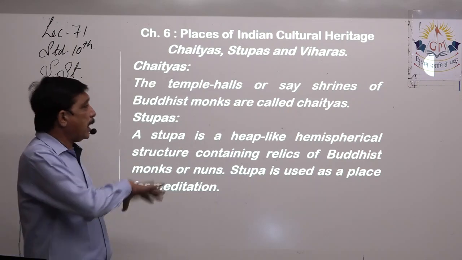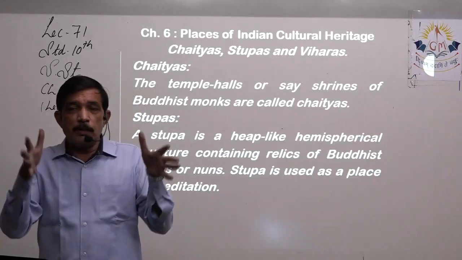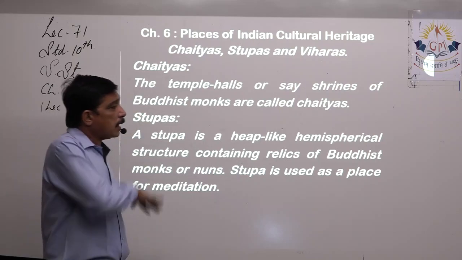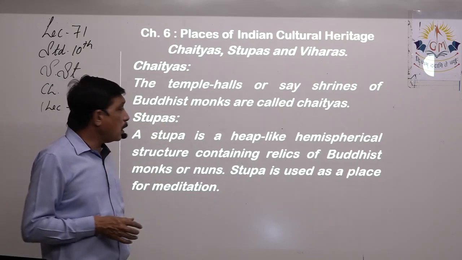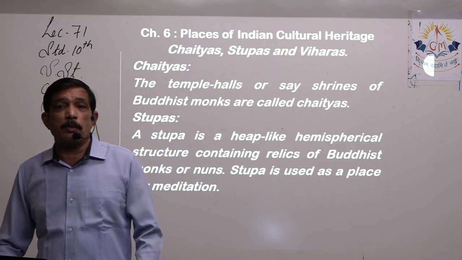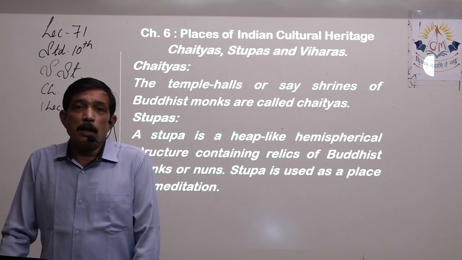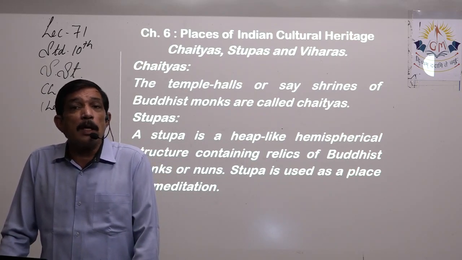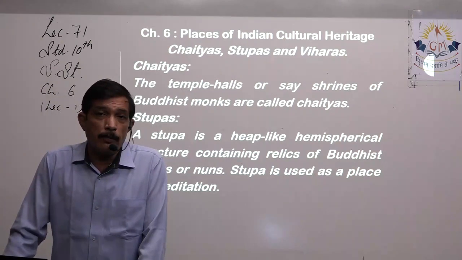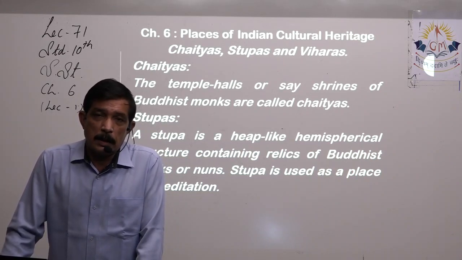Stupa is a heap-like, semi-spherical in shape. We have seen the Sanchi stupa, right? It's semi-spherical in shape on the top. So, a stupa is a heap-like, hemispherical structure containing relics. We understood in the previous chapter, chapter number 3, what are these relics? Relics, they are the actual remains of the body of either Buddha or a very important monk in the hierarchy after Buddha, right? So, relics of Buddhist monks or nuns.